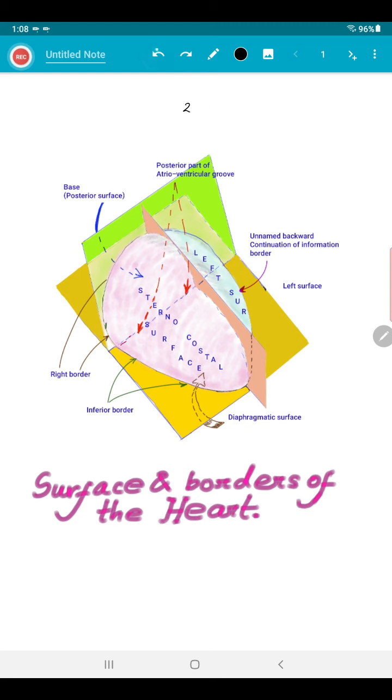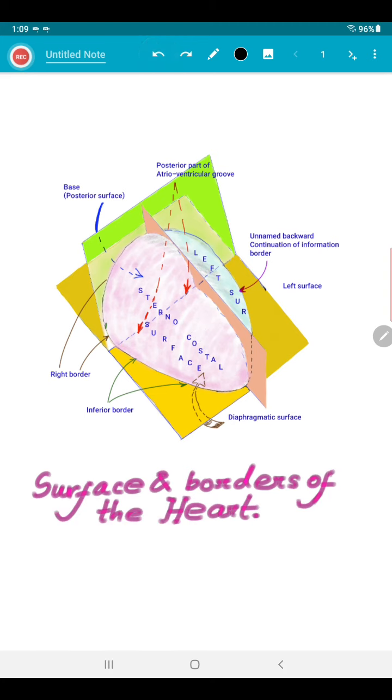Now there is a 2/3, 1/3 rule also in the heart. 2/3 of the base is formed by the left atrium and 1/3 by the right atrium. Then 2/3 of the diaphragmatic surface is by the left ventricle and 1/3 of the diaphragmatic surface by the right ventricle. Very clear, no problem to understand.